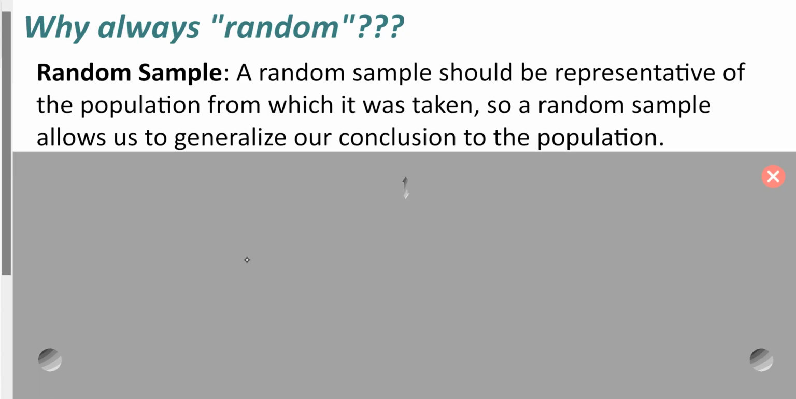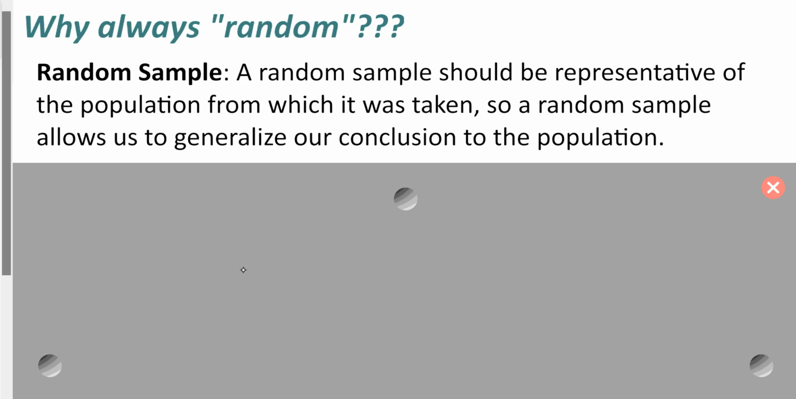So why always random? Why do we say this is so important? So we've done random samples. So if we're going to take our experimental units and we want to get a random sample of people to do this experiment, that helps us so that we can actually generalize to a greater population. Random samples should be a representative of the population from which they're taken. So a random sample allows us to generalize. Random samples allow us to generalize to the population.